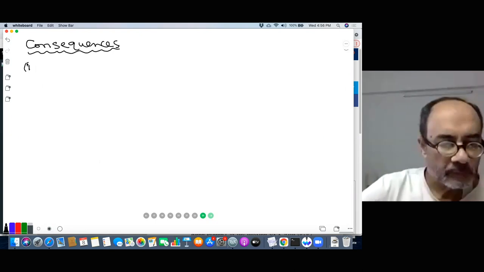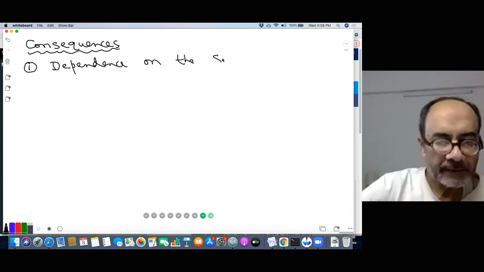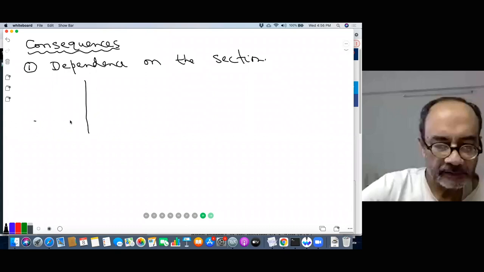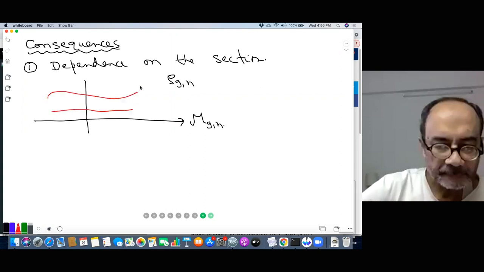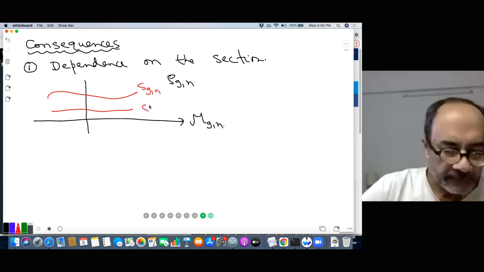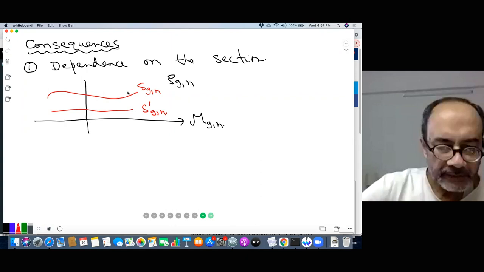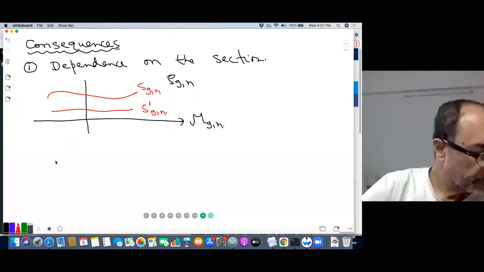So first we study the dependence on the section. Okay, so let's draw this region. And let's suppose that we have made two different choices of this section, SGN and S prime GN, and we want to compute the difference. That is, if you evaluate the amplitude using SGN or S prime GN, what is the difference?